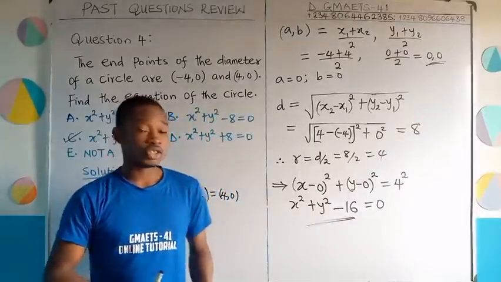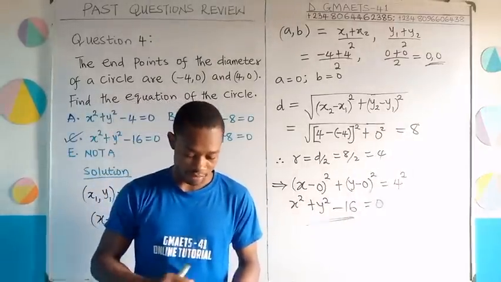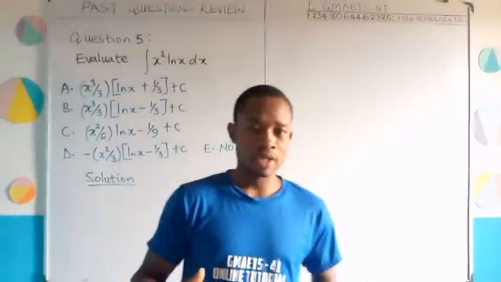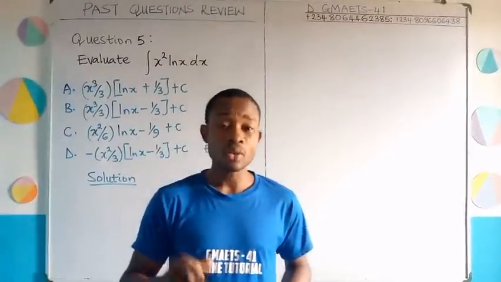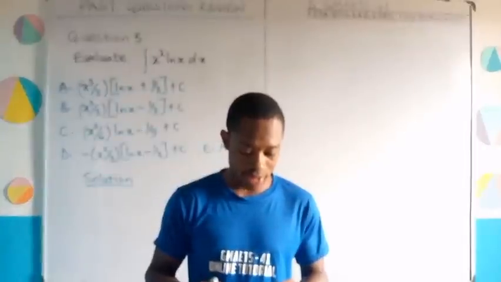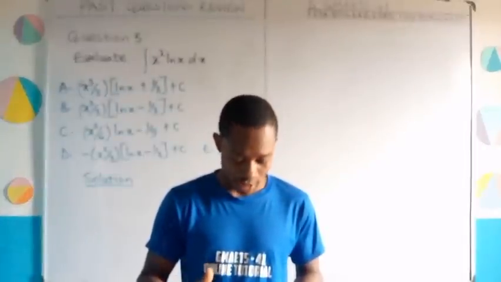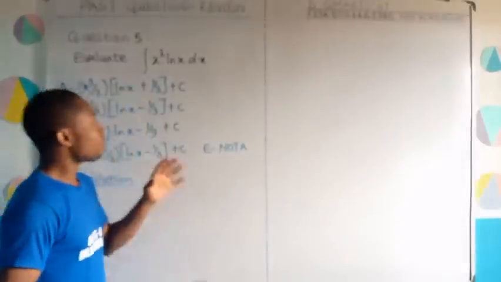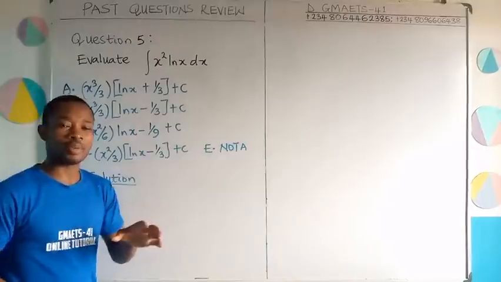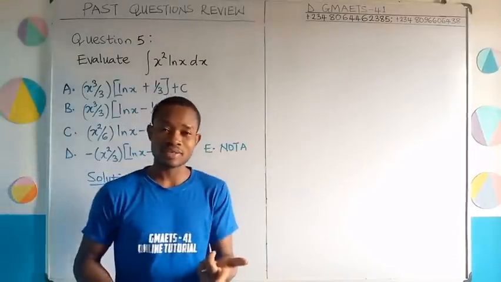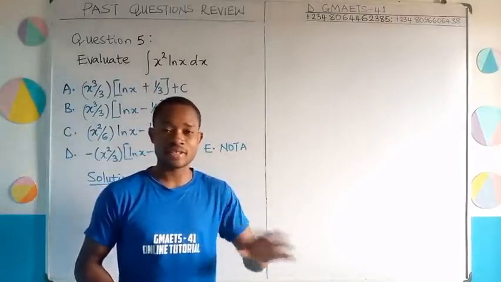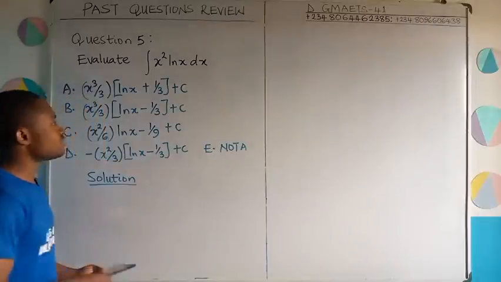We are moving on to the next question, number 5. The 5th question reads, evaluate the integral of x squared ln x dx. Now this problem is an integration problem. We are to integrate x squared ln x dx. So we're going to be fast in dealing with this.